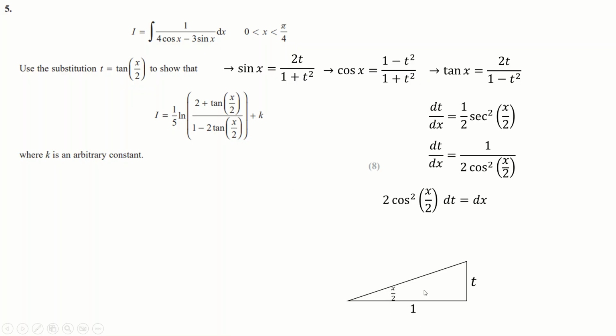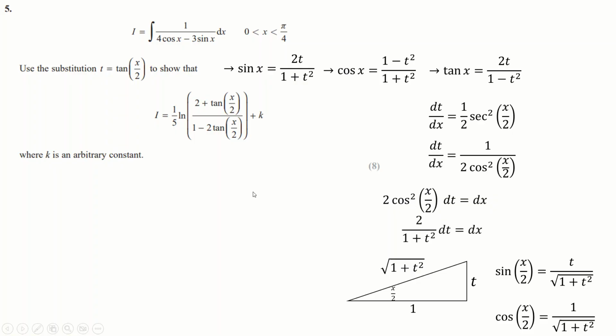I was talking about this triangle, angle x over 2, with opposite side t, adjacent side 1. So tan of this is t over 1, which is just t. This hypotenuse is, of course, just root of 1 squared plus t squared, but that means cos of x over 2 is 1 over this. And it also means cos squared of x over 2 is just this squared, which is 1 over 1 plus t squared. And that's really helpful for me to just put in.